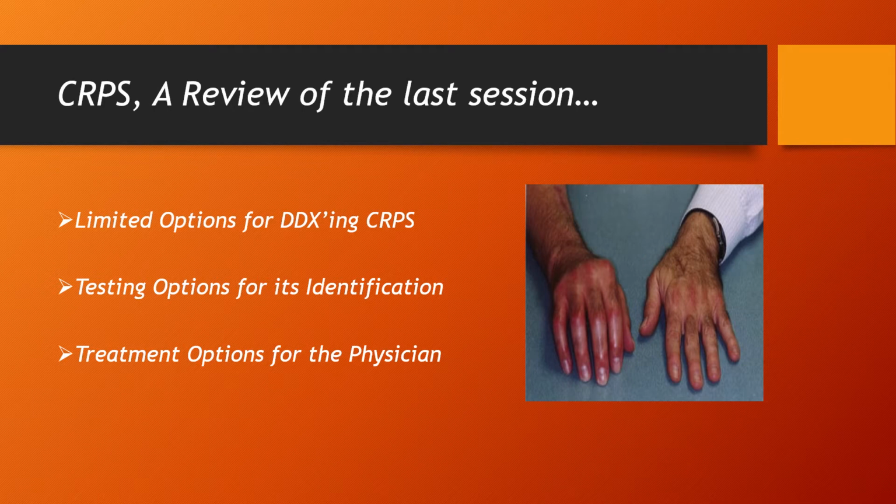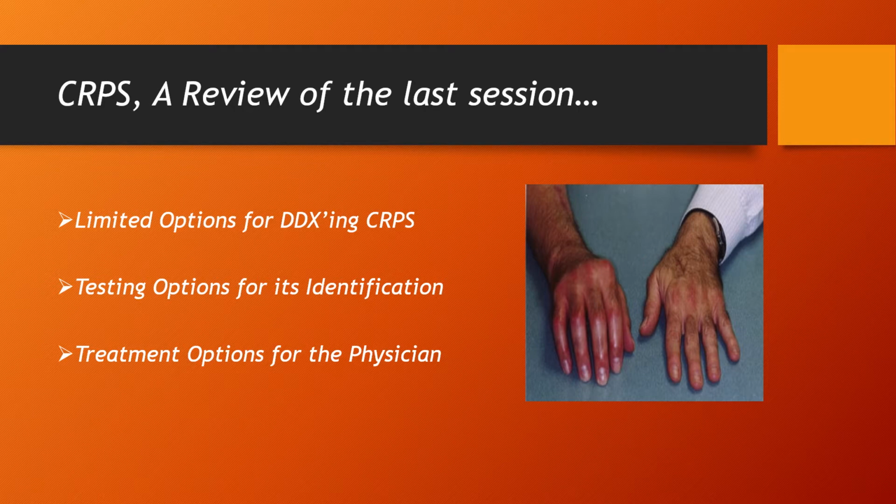And with that, we come to testing options. And as I just stated, since there are no tests to diagnose CRPS directly, we rule out other conditions first. You can start that process by performing lab work. You can also do ultrasonography for the muscle, ultrasound. You could do EMG and nerve conduction velocities to rule out other obvious conditions. And you can start with imaging studies, and that would include x-rays and bone scans.